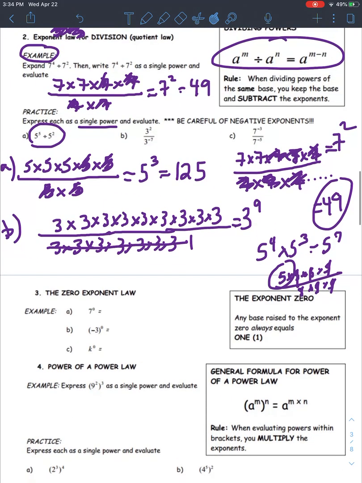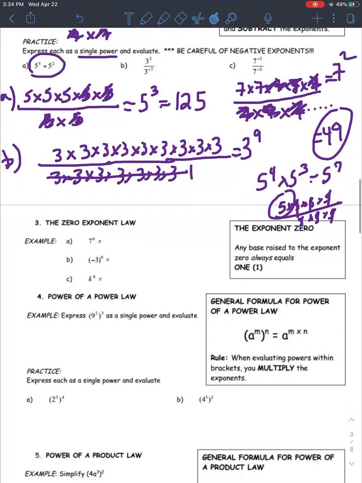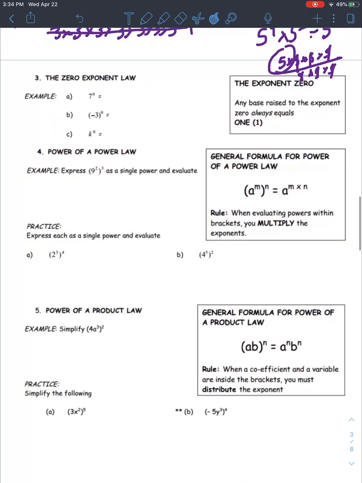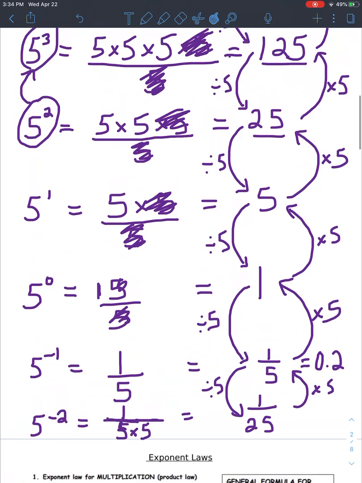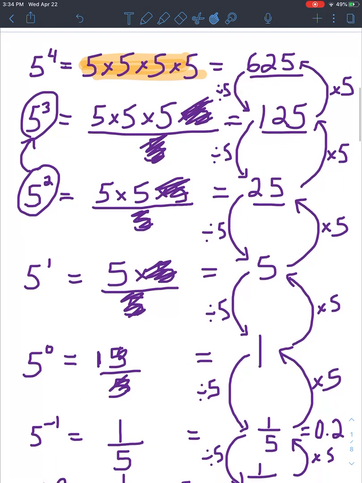Alright, by now we know pretty much all the rules we need to know. Now it's just a matter of putting it all together. So we didn't really do too much about the zero exponent law, but we did a little earlier talk about what happens as you get from 5 to the fourth power, third power, second power. 5 to the 1 is just 5, and then 5 to the power of 0 is just equal to 1.